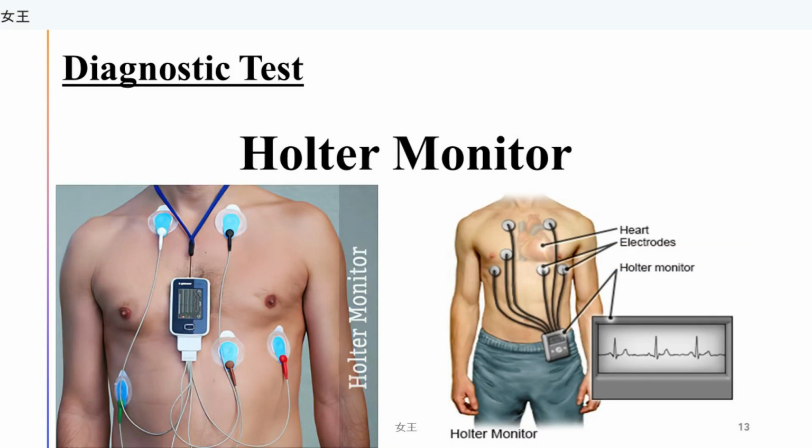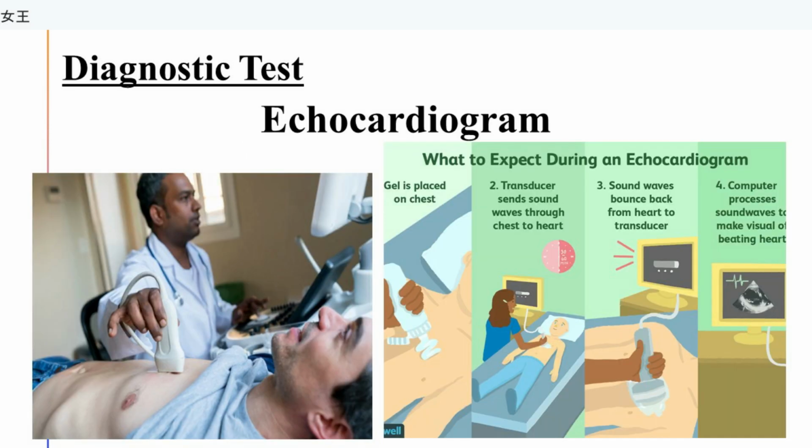Holter monitor. It is continuous ECG monitoring over a 24 hour period. The portable monitoring is called telemetry unit. Echocardiogram. Ultrasound to assess cardiac structure and mobility. Client should remain still, in supine position slightly turned to the left side, with HOB elevated 15 to 20 degrees.